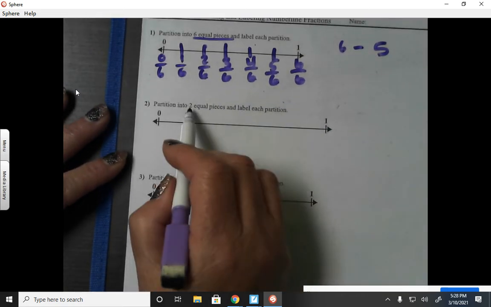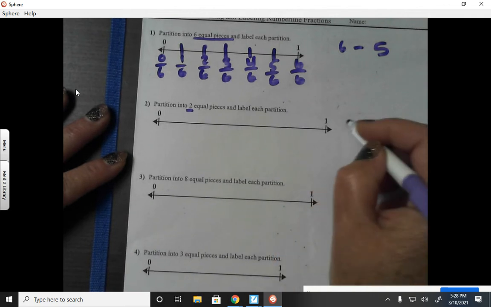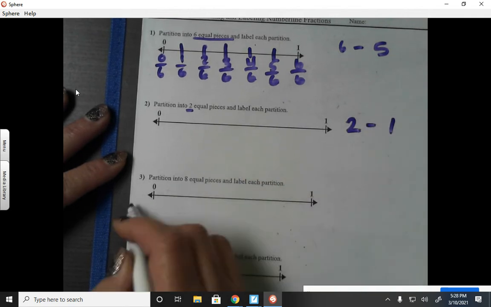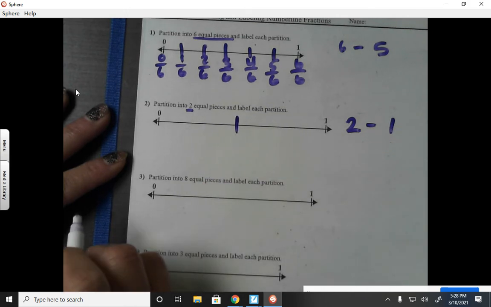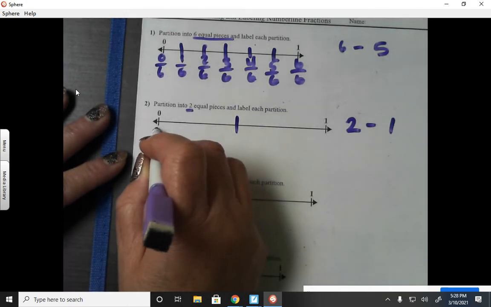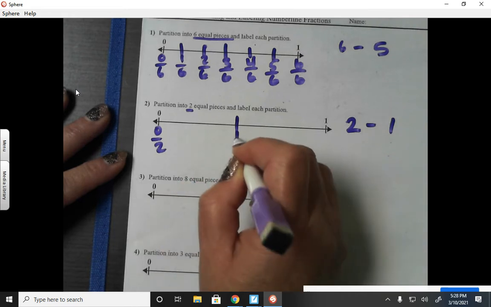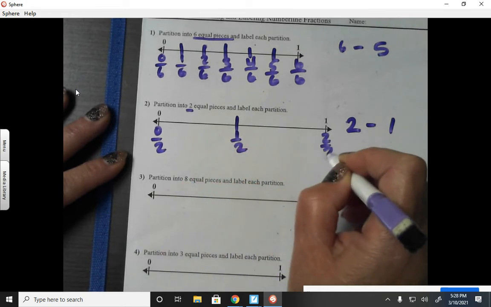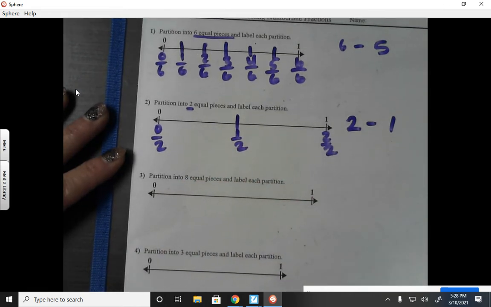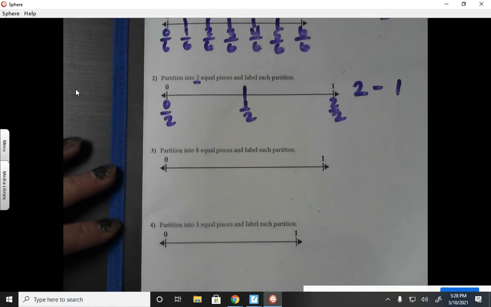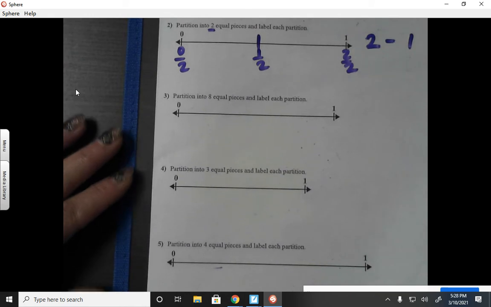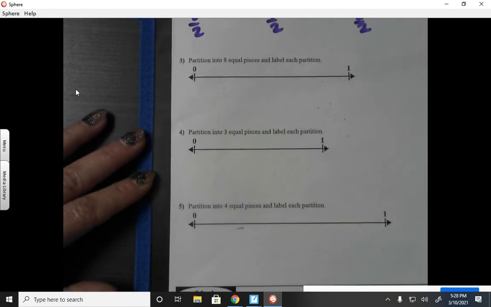Number 2, partition into 2 equal pieces. So if we're going to need 2 parts, we're going to draw 1 line. This one's really easy. Let's just cut it in half, right? Pretty close to the middle. And we're going to count by halves. 0 halves, 1 half, and 2 halves. Remember, as long as you get your lines close, you will be all right. Let's not spend a lot of time worrying about those tick marks. If you just follow with Miss Outlaw, you should be okay.